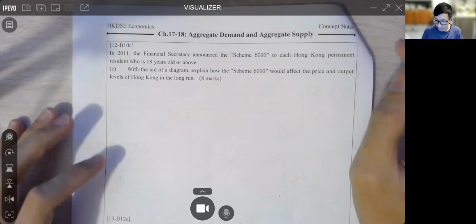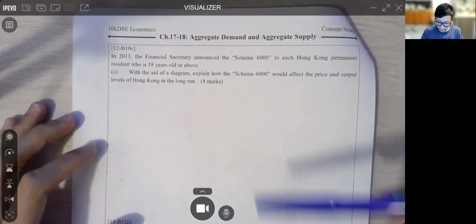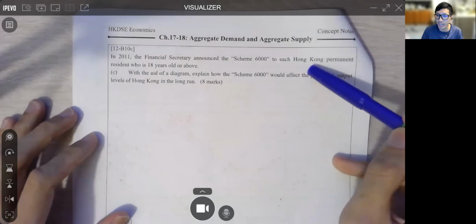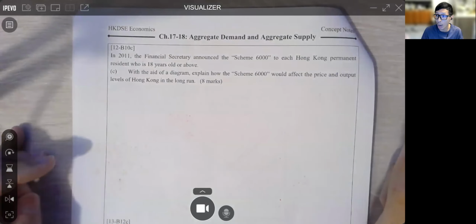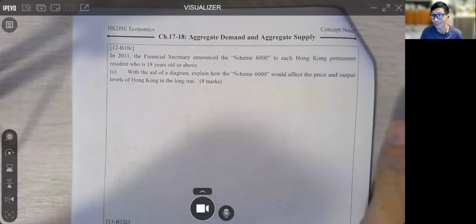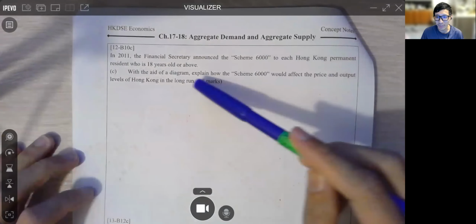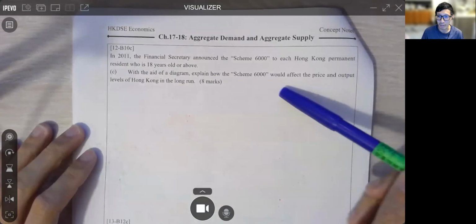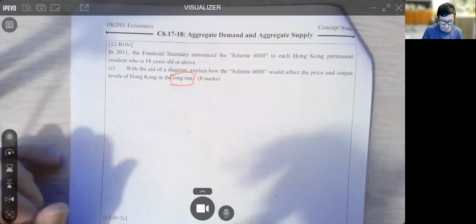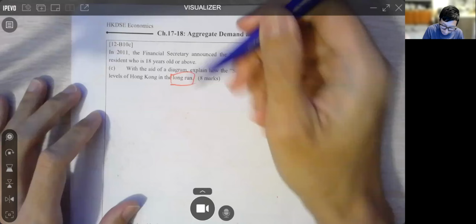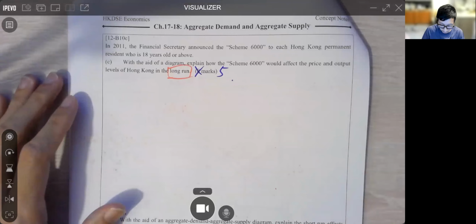2012, okay? 2012年啦，不算特别难的题目, okay? The first year of DSE, not exactly the most difficult. Announced scheme 6,000 to each Hong Kong permanent resident who is 18 years old or above. 当年我拿到, 好吧？Now, with the aid of the diagram, how scheme 6,000 would affect price and output in the long run, 你唔好睇错啊，系 long run 啊。But boys, 而家唔会有8分噶啦。At most would be 5 marks, okay? 好嘛？How do we write the explanation?